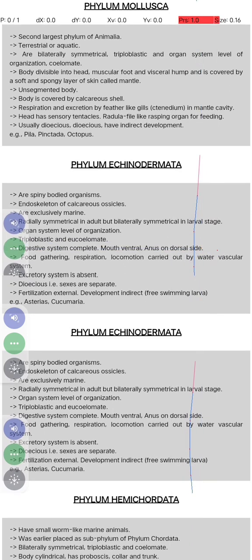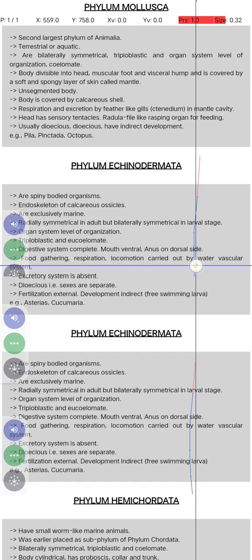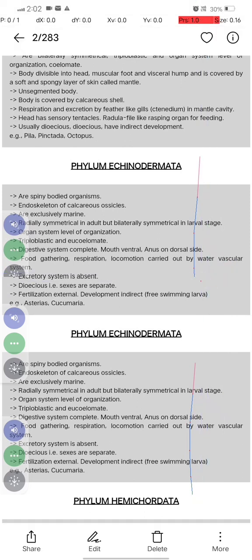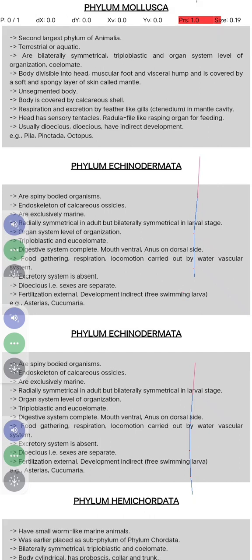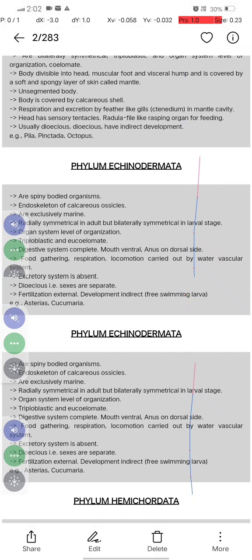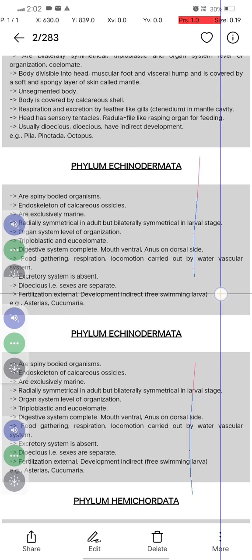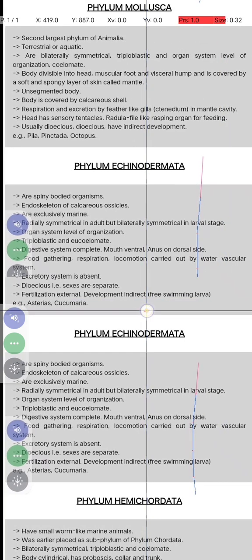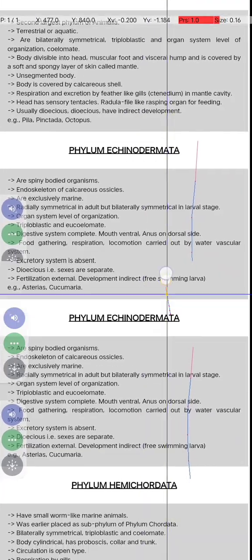Food gathering, respiration and locomotion are carried out by the water vascular system. The excretory system is absent, and the sexes are separate. Fertilization is external and development is indirect, with a free swimming larva. Examples: Asterias and Cucumaria.